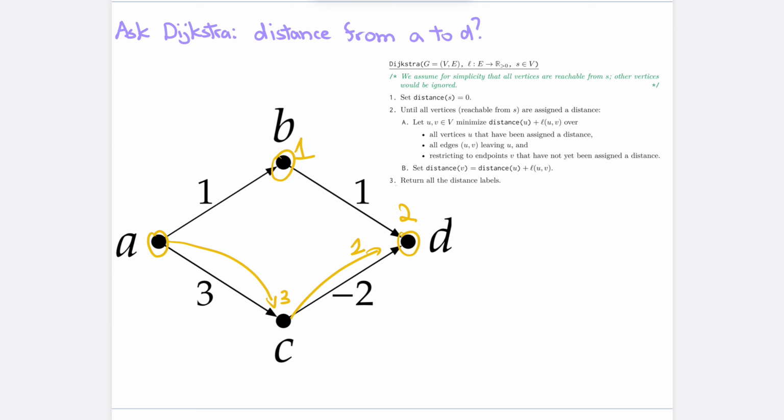Okay. So one thing that breaks your intuition is that the shortest paths don't necessarily go through the closest vertices.